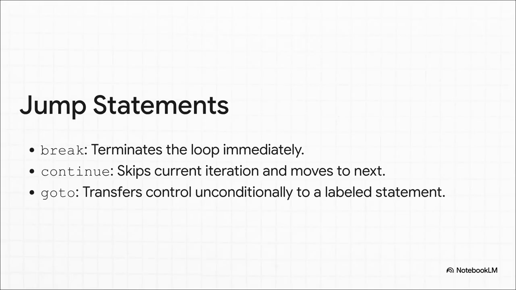Think of break as your emergency exit. It yanks you out of the loop right away. Continue is more like a skip button for just the current round. And then there's goto. Now, goto is powerful. It lets you jump to basically anywhere in your code, but, and this is a big but, it can make your code an absolute nightmare to read and debug, so most modern programmers avoid it like the plague.